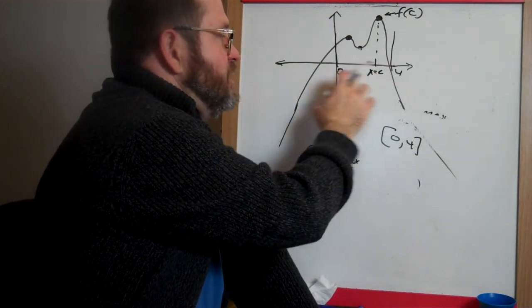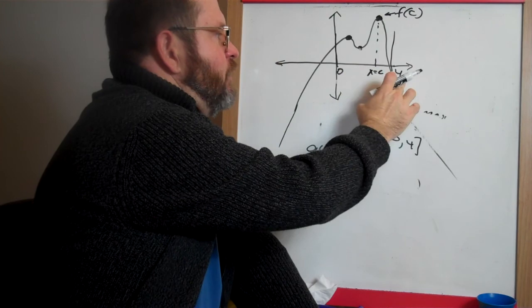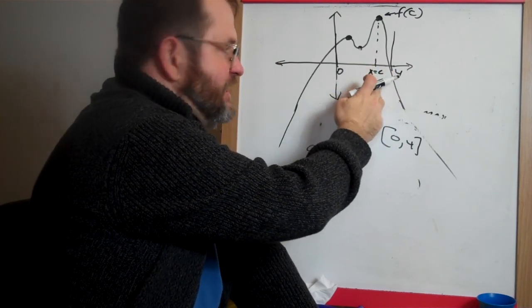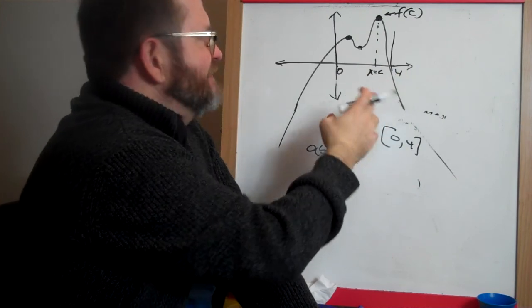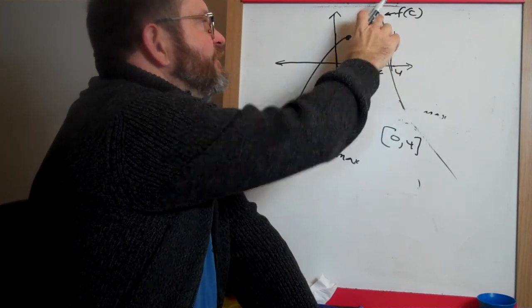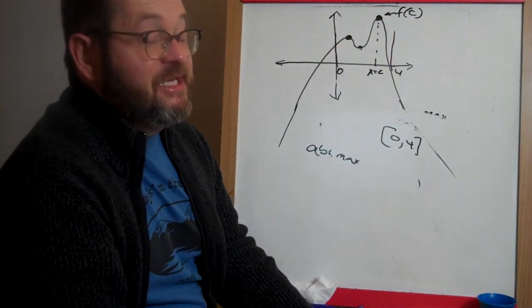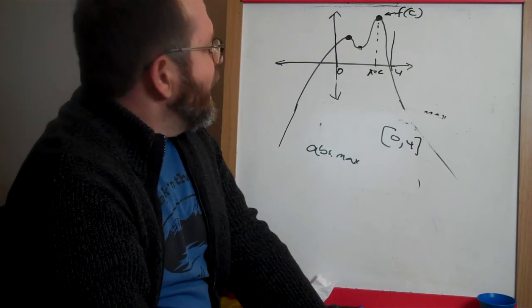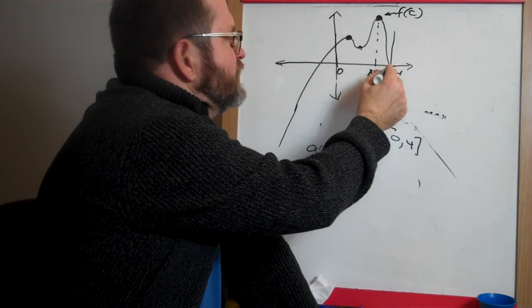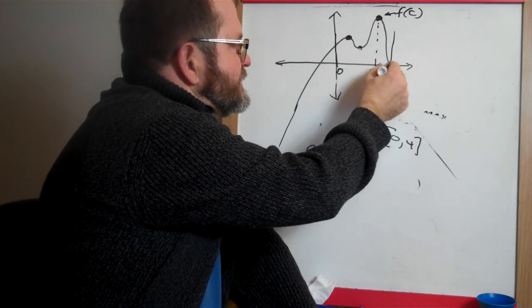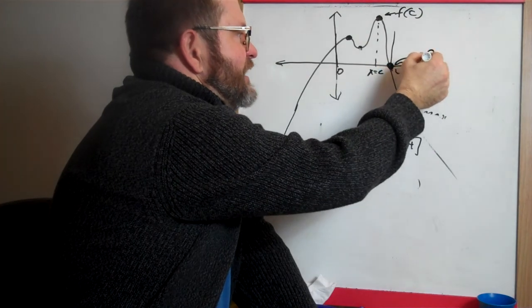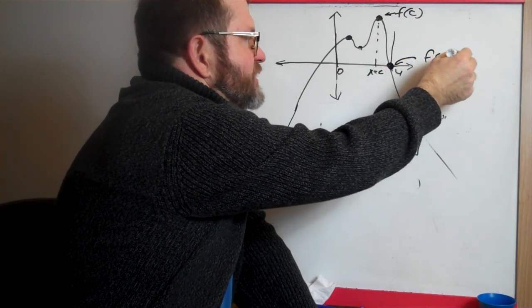In that interval from 0 to 4, at this value of x, which we'll call c, it looks, eyeballing, like it's at about 3 in this case. Then f of 3 is the absolute maximum. It is the highest value we see in that interval. And for that matter, in that same interval, I would say that this is the absolute minimum. So maybe f of 4 is the absolute minimum.